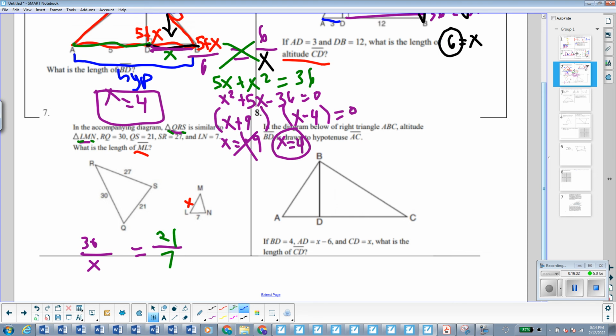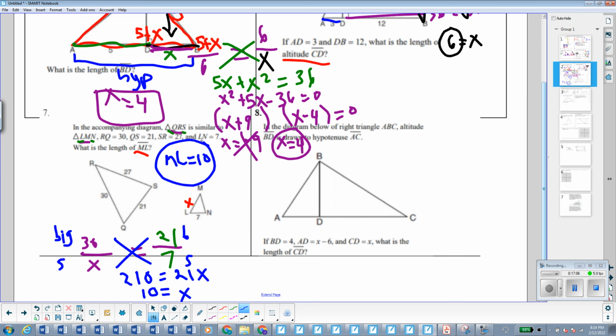And just so everyone's clear on how I set this up, I did a side from big triangle over a corresponding side from small triangle, side from big triangle over the corresponding side from small triangle. I'm going to cross multiply. We have 210 is equal to 21x. Dividing both sides by 21, we have x is equal to 10. And that represents the length of ML. So I'm going to write here the length of ML is equal to 10. That's what we were looking for.